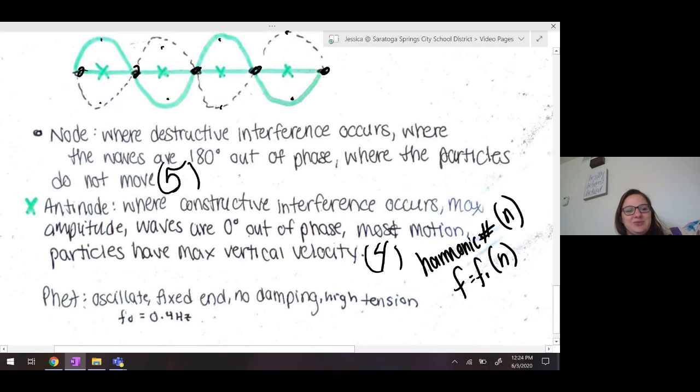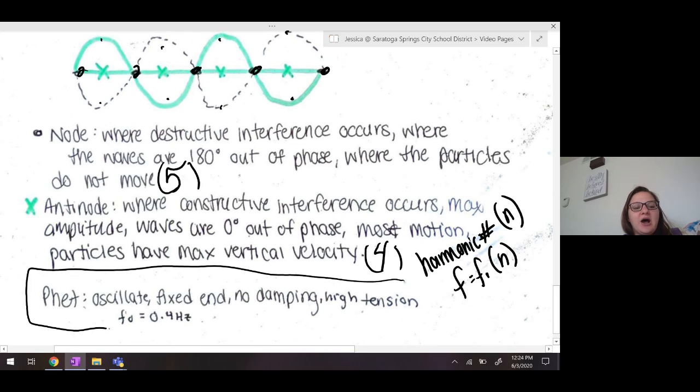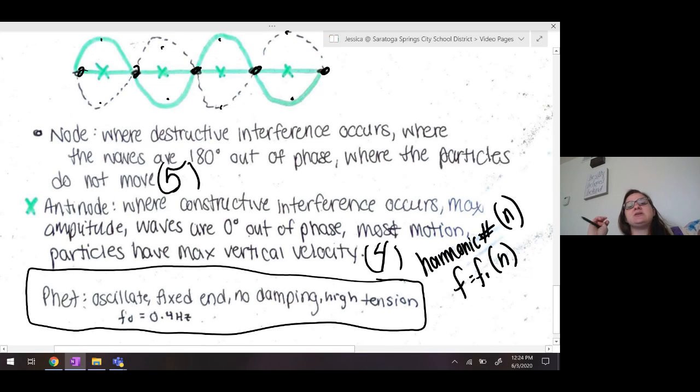All right. If you did want to play around with PhET with standing waves, you can set everything to oscillate, fixed end, no damping, high tension, and your fundamental frequency should occur at around 0.4 hertz if you want to play with it. All right. And that's pretty much it for standing waves on strings and waves on strings in general. You'll have some Khan Academies dealing with this stuff, I think tomorrow and Monday.